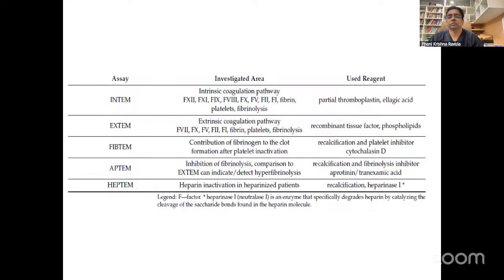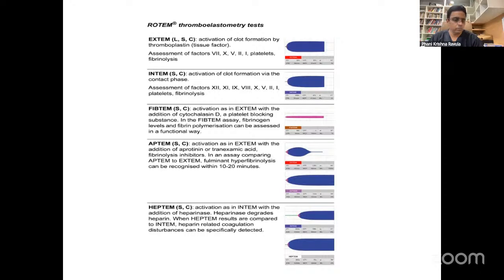There are some modifications in ROTEM, like INTEM. INTEM detects the intrinsic pathway of coagulation. EXTEM in ROTEM lets us know about the extrinsic pathway of coagulation. In FIBTEM, we know about the contribution of fibrinogen by adding an antiplatelet agent to the blood. In APTEM, we know about the lysis present in the blood, and in HEPTEM, we know about any contribution of heparin present in the blood, like HEP-TEG in TEG, which is the same as HEPTEM in ROTEM.